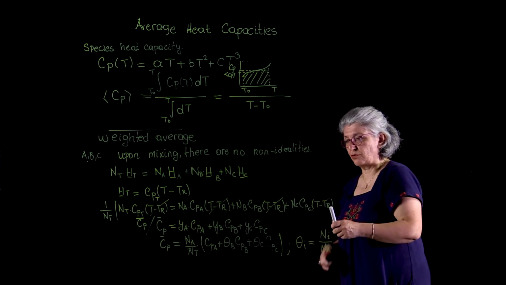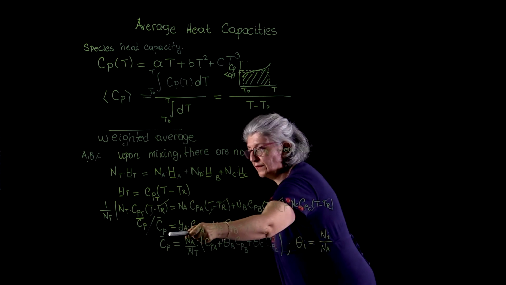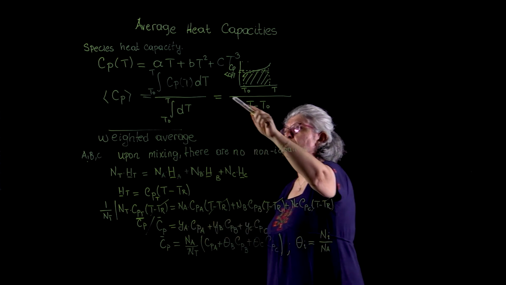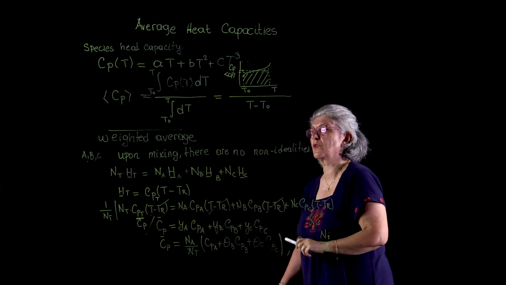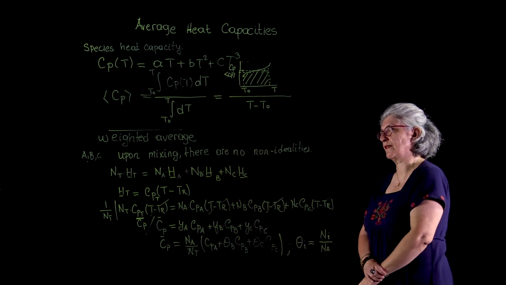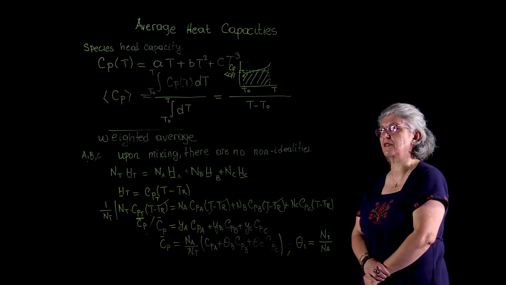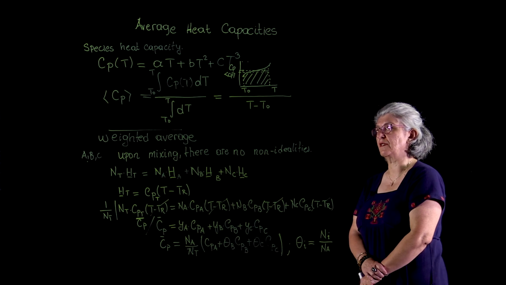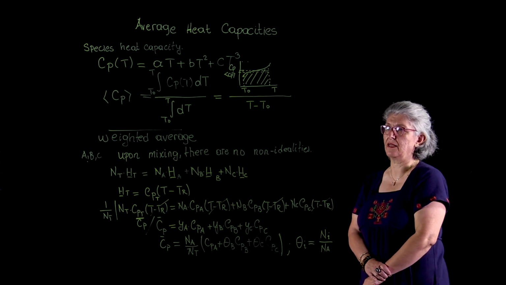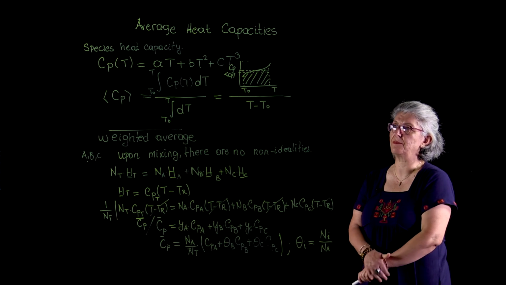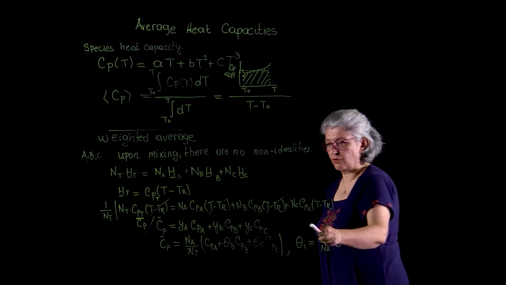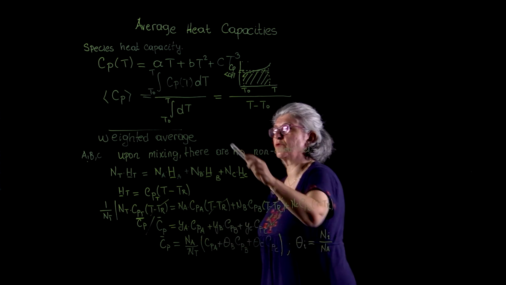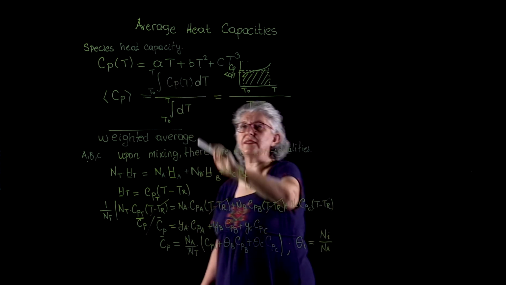Now, the rules for the heat capacities also are valid for the constituents of the heat capacity functions if the functions are of the same form. If all of the functions are of A times T plus B times T squared plus C times T cubed, you can apply the mixing rules for A, B, and C as well.